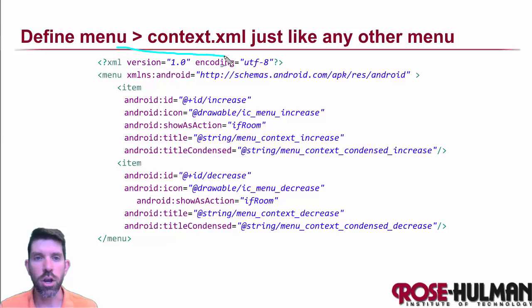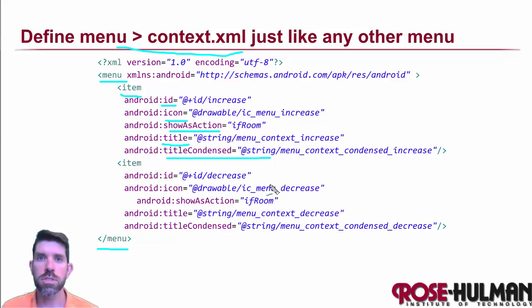Honestly, there is absolutely no difference between a context menu and any other menu as far as how you declare it. It's a menu with items in it. So no surprise here. What do the items have? They have IDs, they have icons. We want to know whether we show them as action, and they have a title. I happen to add a condensed title here just to show you that it's an option. If there weren't room for the whole title, you could have the condensed one here. But that's just where I chose to show it in this unit. Not special to context menus whatsoever. So I have one for increase and one for decrease.